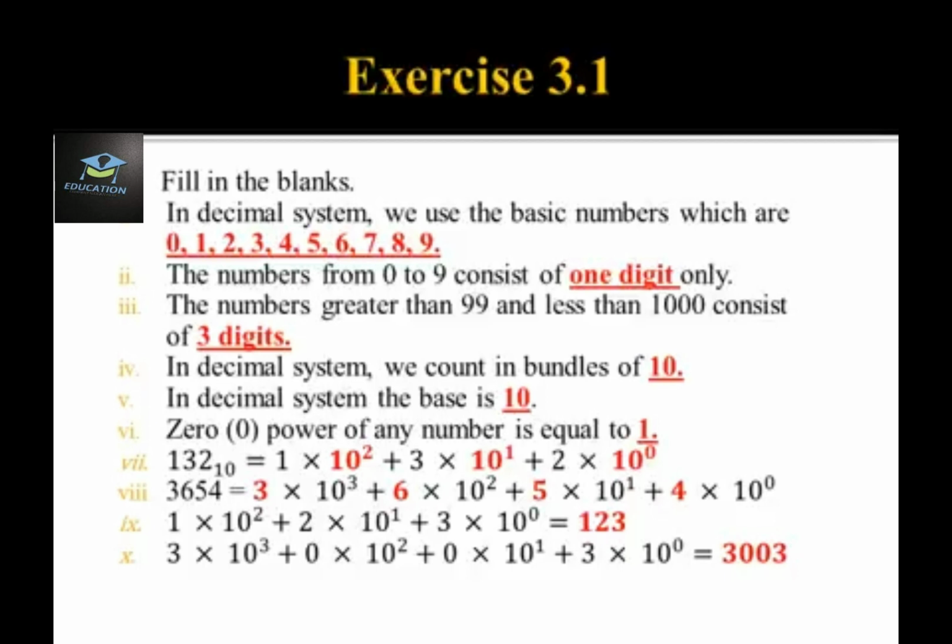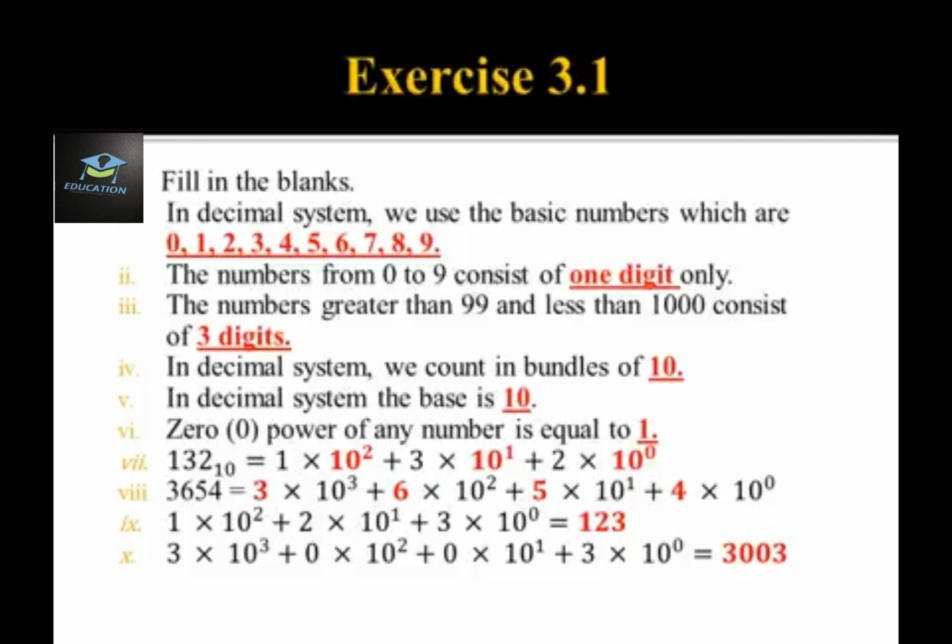Ninth, we have 1 multiplied by 10 power 2 plus 2 multiplied by 10 power 1 plus 3 multiplied by 10 power 0. 10 power 2 is 100. 2 multiplied by 10 power 1 is 20. Then 3 multiplied by 10 power 0, 10 power 0 is 1. So we have 123.